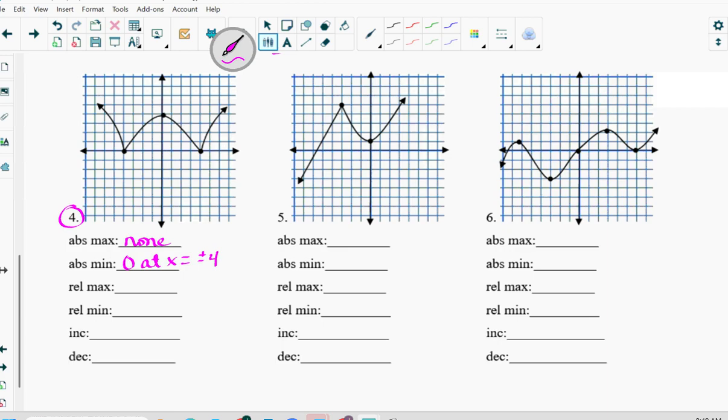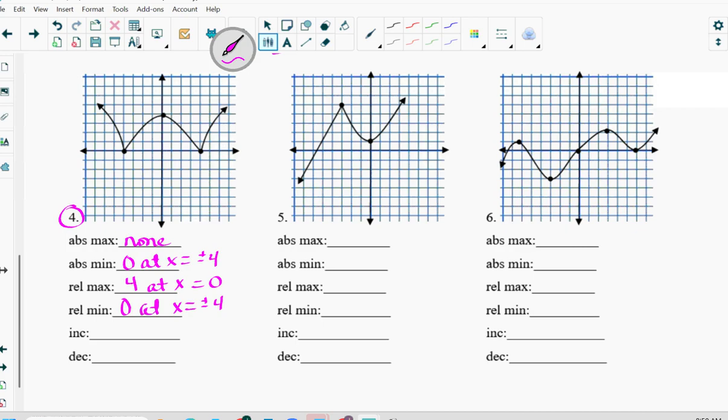Yeah, it looks like it's supposed to be at 4. I don't know if the dot actually made it there. So 4 at x equals 0. Good. Now, what about our relative mins? Yep, same as we did for absolute.